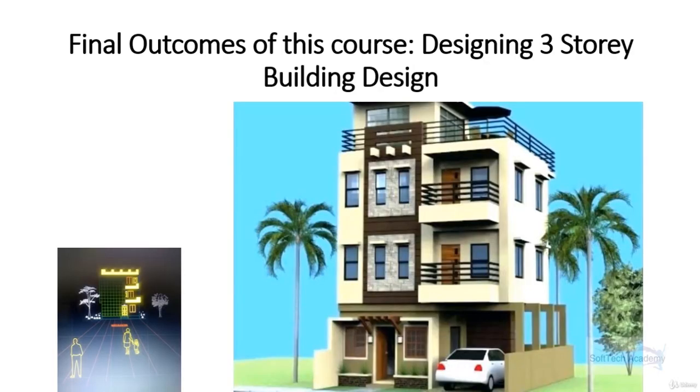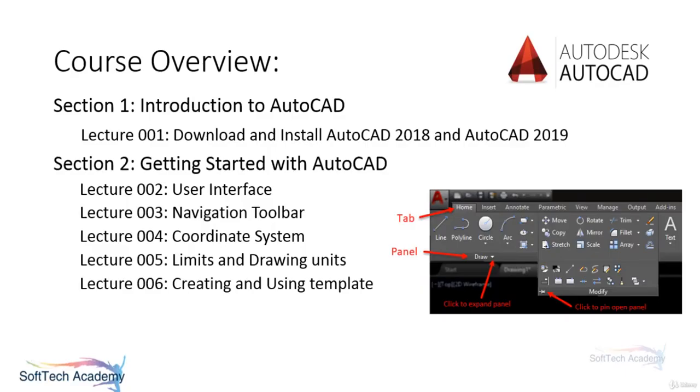So let's begin with our main outcome. This will be our major outcome. We will design a 3-story building at the end of this design course, and let's see an overview of our course. First, we have the introduction session, where we will have the download and install session.